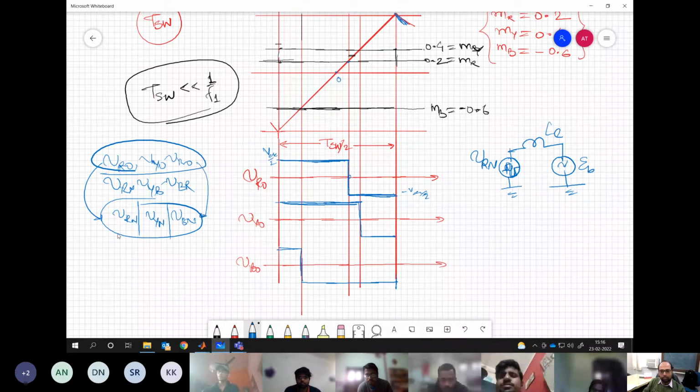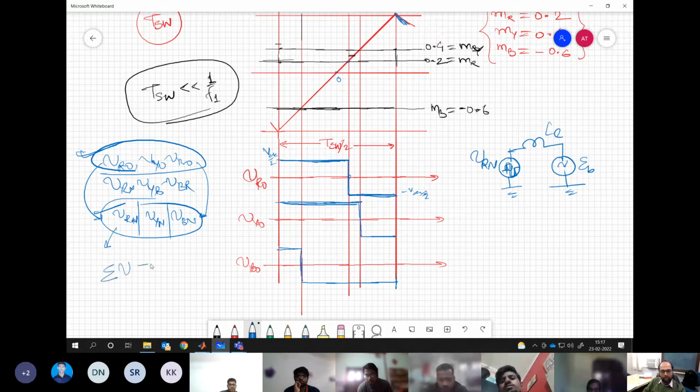1/3 of that line voltage. What is the difference between pole voltage and line to neutral voltage? Only the common mode offset. Only common mode voltage is there with the pole voltage. Common mode is missing from the line to neutral voltage. What is the definition of common mode voltage?